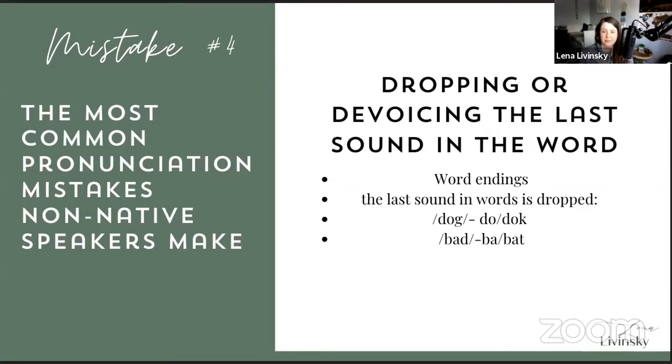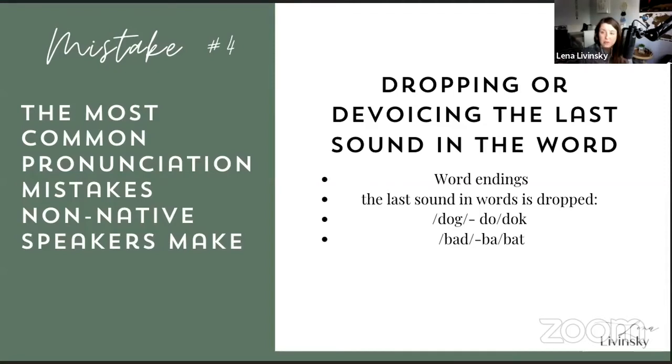So what this means is that you either do not pronounce the last sound, so you drop it. So instead of saying dog, you'll say da. Or instead of saying bad, you'll say ba. And you do not mark that last sound, meaning you do not pronounce it, which is a big mistake that unfortunately a lot of non-native English speakers make. So it is something to be very conscious about when you are speaking English.